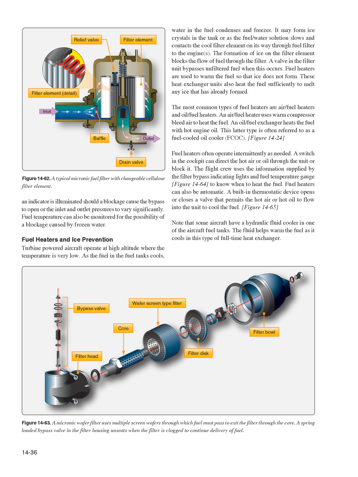Figure 1424, fuel heaters often operate intermittently as needed. A switch in the cockpit can direct the hot air or oil through the unit or block it. The flight crew uses the information supplied by the filter bypass indicating lights and fuel temperature gauge, Figure 1464, to know when to heat the fuel. Fuel heaters can also be automatic. A built-in thermostatic device opens or closes a valve that permits the hot air or hot oil to flow into the unit to cool the fuel.